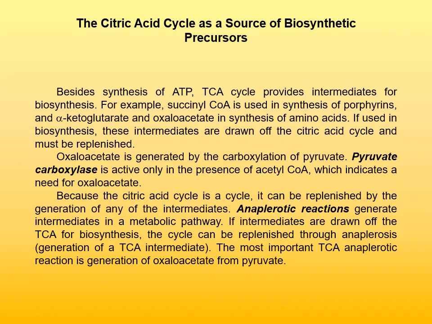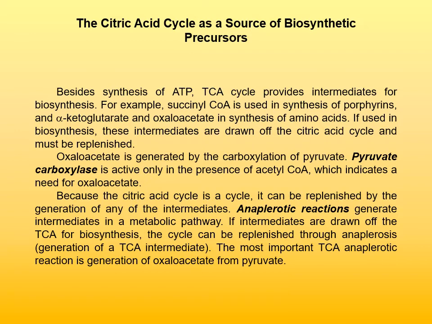Besides synthesis of ATP, or energy, and electrons for oxidative phosphorylation, the citric acid cycle also provides intermediates for biosynthesis. For example, succinyl coenzyme A is used in synthesis of porphyrins, and alpha-ketoglutarate and oxaloacetate are used in synthesis of amino acids. If used in biosynthesis, those intermediates are drawn off the citric acid cycle and must be replenished.